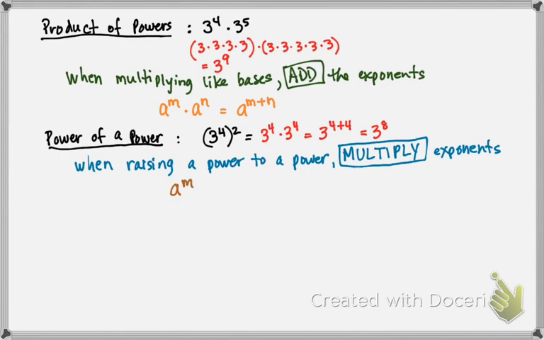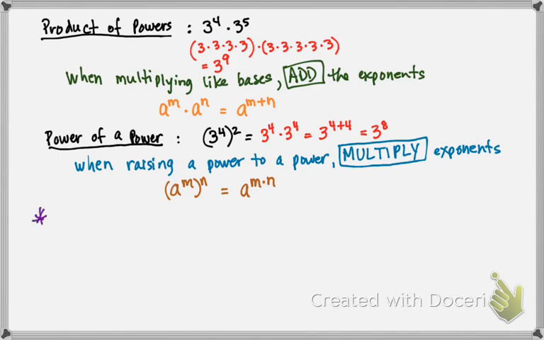Well, this one's going to be slightly different. So I have a to the mth power, and I want to raise it to the nth power. Then that says take the base and multiply the exponents. Okay, now what happens if there are coefficients? How's that going to change what this process is? So let's talk about that.